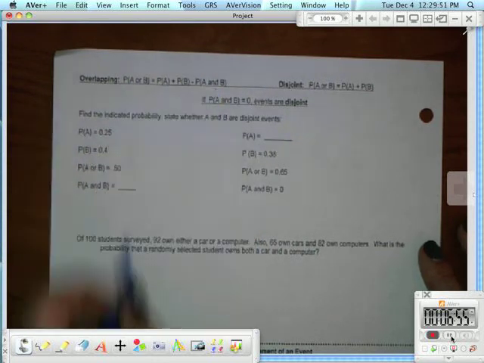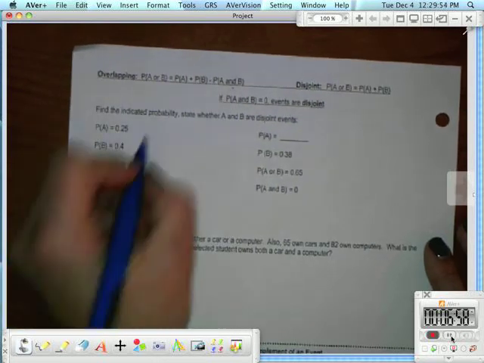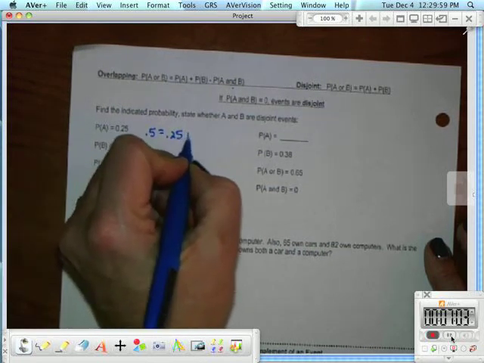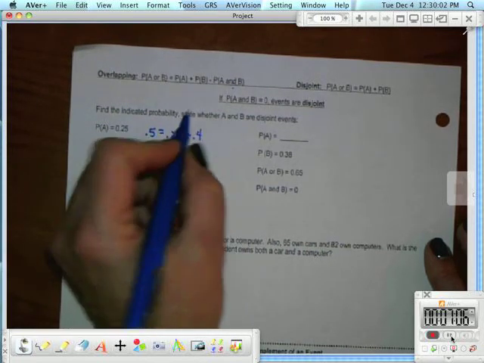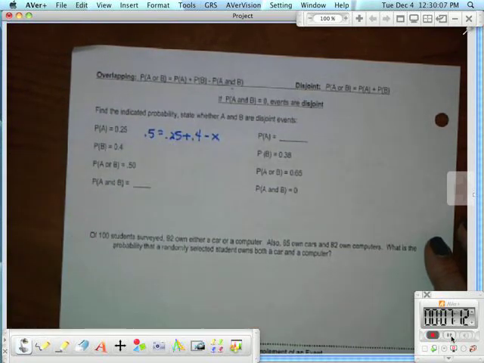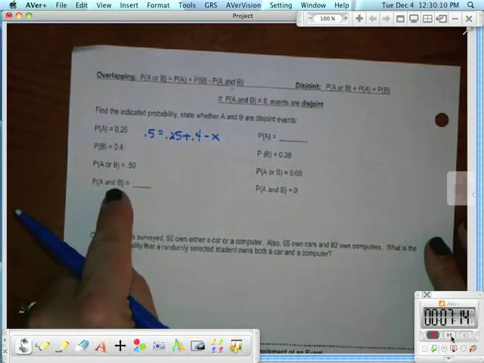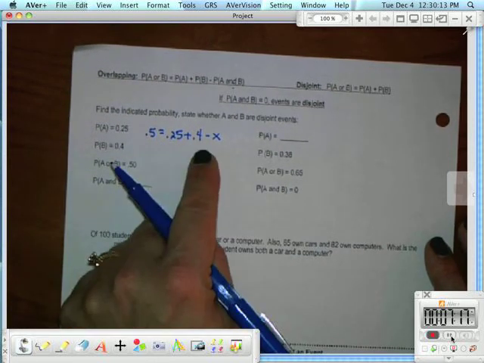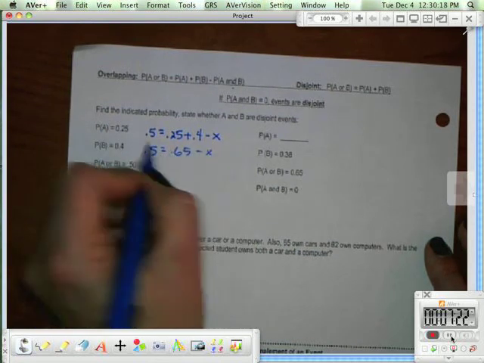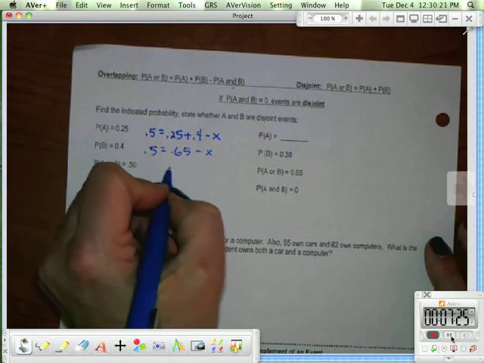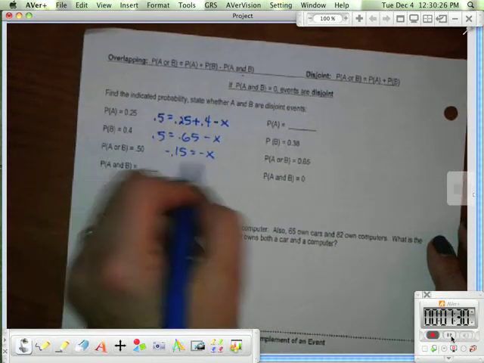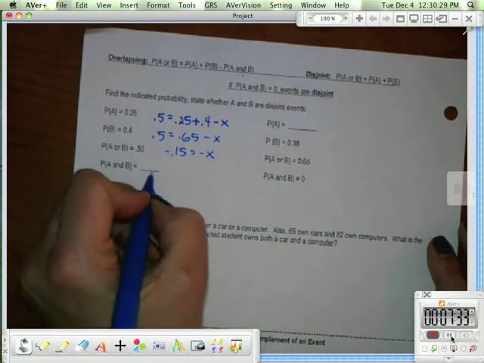So the probability of A or B was 0.5, the probability of A was 0.25, plus the probability of B, which is 0.4, minus the probability of this occurring, which I don't know. So I'm going to just make that X for now. It's easier than writing this whole thing out. Okay? And then it's just kind of an algebra problem that I have to solve. So 0.5 equals 0.65 minus X. If I subtract 0.65 from both sides, I get negative 0.15 equals negative X. And then divide both sides by negative 1, and X would equal 0.15.